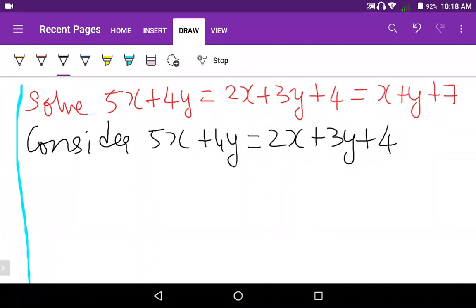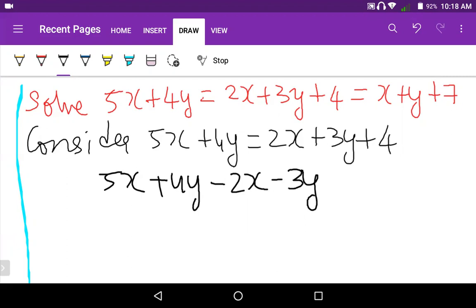Fine. So now let us get all the x and y to one side, and we'll keep the constant to the other side. Fine. So what will happen? 5x plus 4y. I'm getting 2x to the other side, so minus 2x. 3y also will come to the other side, so minus 3y. Now if you see towards your left hand side, you only have x and y, here is equal to 4. I will leave the constant to the other side. Did you all understand this step? Are you all able to follow? Yes.